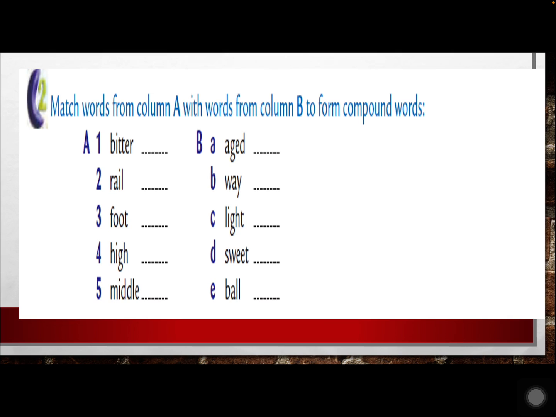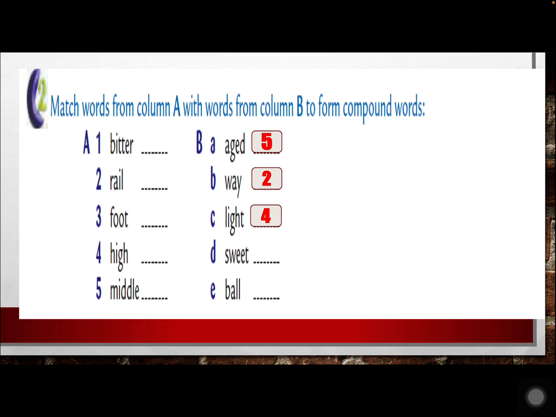which one can we add at the beginning of the word to make a new word? Yes, very good, you guessed it correctly. We have middle and aged together, it becomes middle-aged. And the second word, way, we say highway, or we can say railway, and this time we'll take railway. Light, we're going to give it with high, and it's going to be highlight.